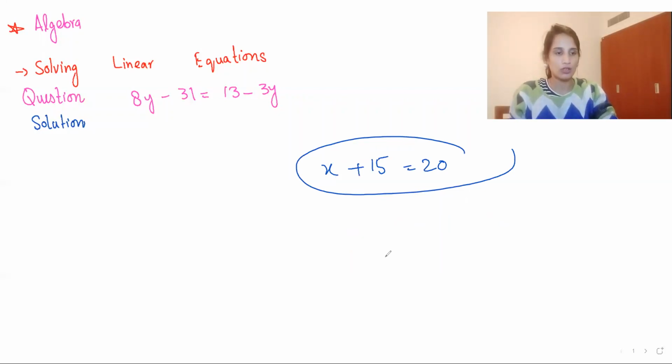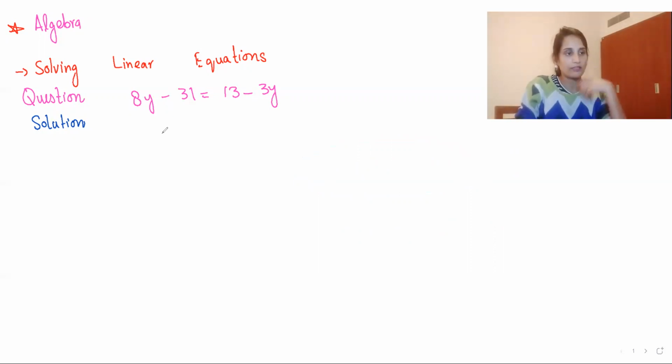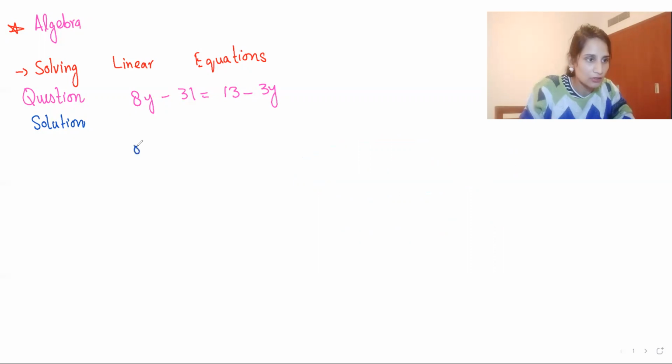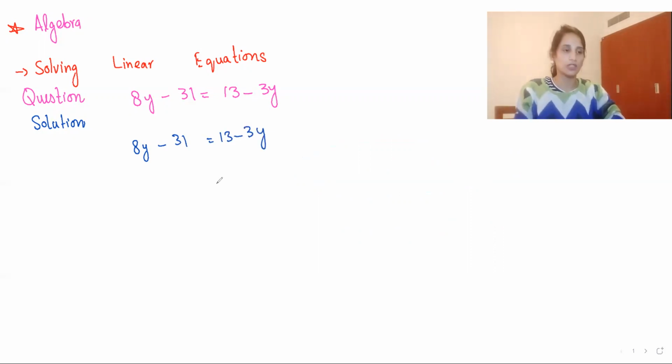Now we will solve some examples of linear equations. Here I already have written a question. Let's start solving it by rewriting the statement. It is a simpler question, and after this, we will move to slightly more complicated questions. So 8y minus 31 is equal to 13 minus 3y.